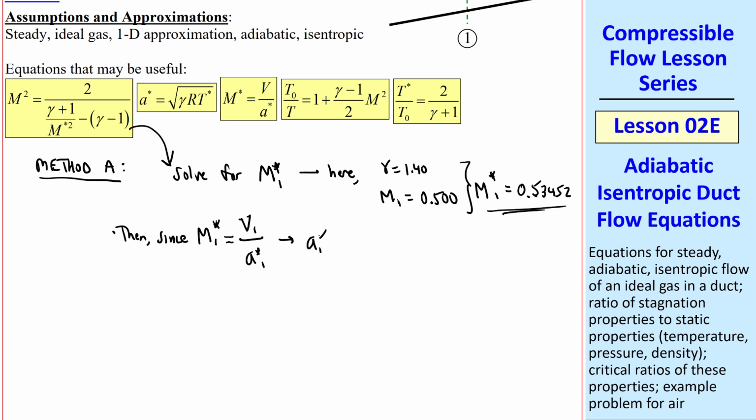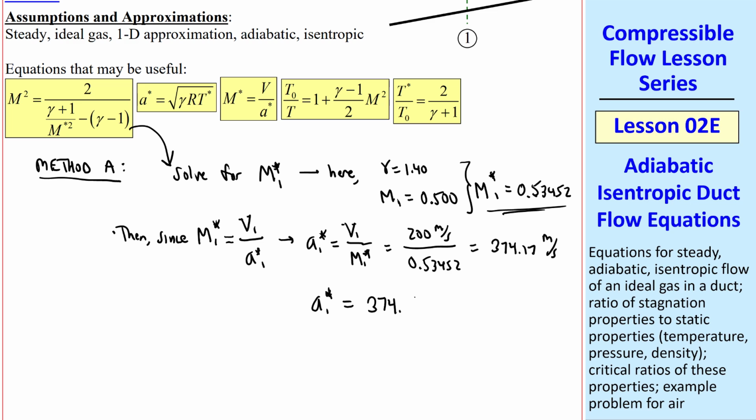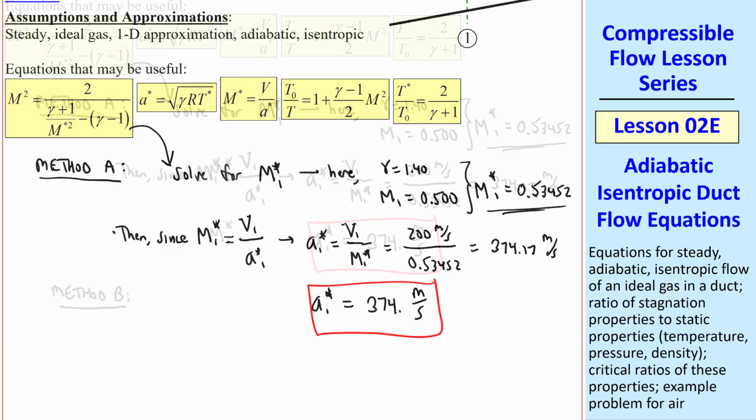Then, since we know by definition M star 1 is actual speed over critical speed of sound, A1 star, we can solve for A1 star, which is V1 over M star 1, or 200 meters per second over 0.53452, which gives us 374.17 meters per second. Thus A1 star to 3 digits is 374 meters per second.